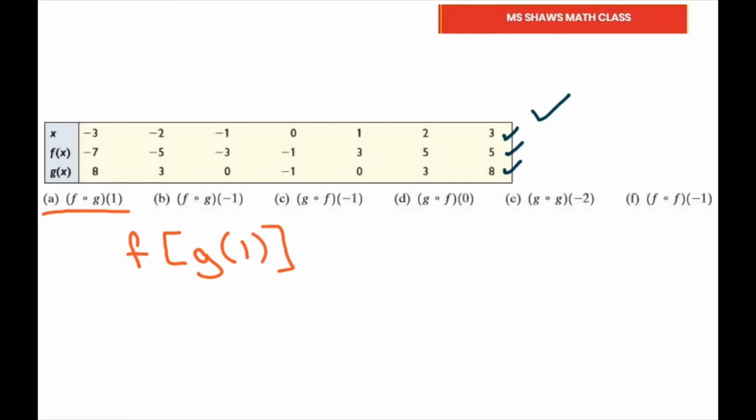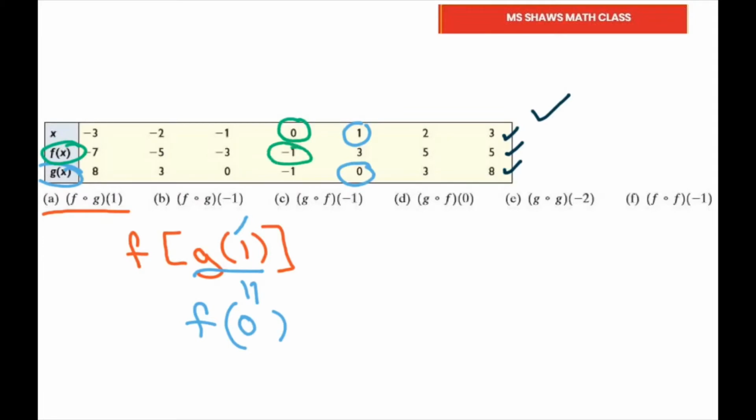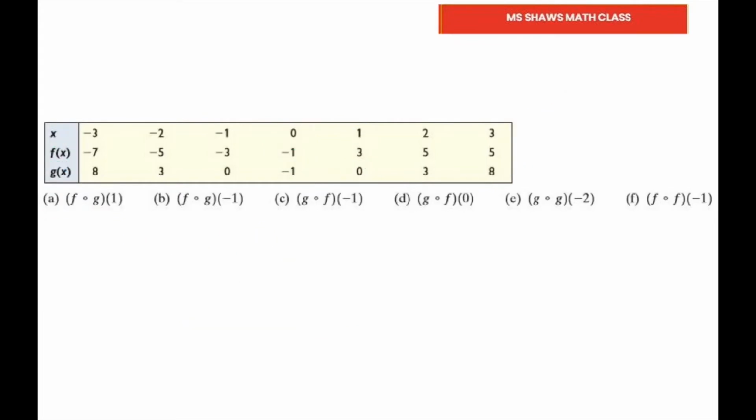So your 1 is your x value. So you go to the top line and find 1. And we want g of 1. So here's your g, and that equals 0. So you do f of 0. Now you go to 0, which is here on the x, and then you go to f. So f of 0 is negative 1. Alright? So basically when you're writing this, it's f g of x.